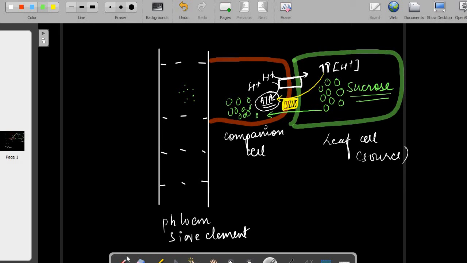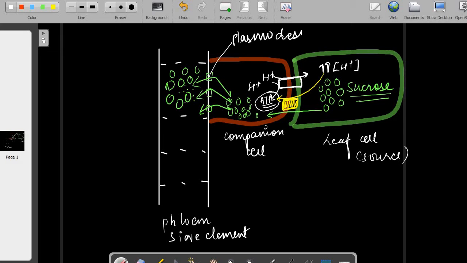Now this sucrose can easily move down into the sieve plate through the plasmodesmata which are present over here. Sucrose will move down. And now sucrose is present here. They have traveled down through the plasmodesmata. So now sucrose is present right here in the phloem sieve tube.